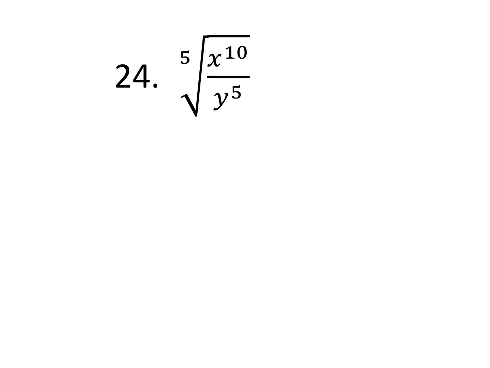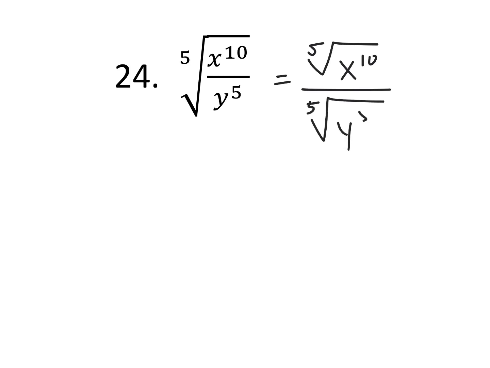Okay, we need to first break this up. We usually break it up into 2 separate roots. So on the top, you've got the 5th root of x to the 10th, and the bottom, the 5th root of y to the 5th, sorry. Okay, so how is this going to work out for you? You can talk to your table. What do you think? Okay, good news for you.